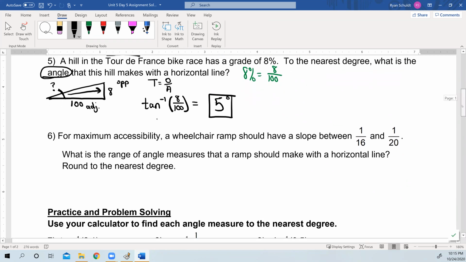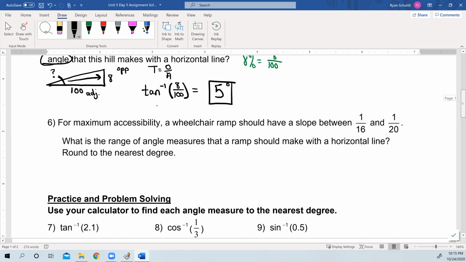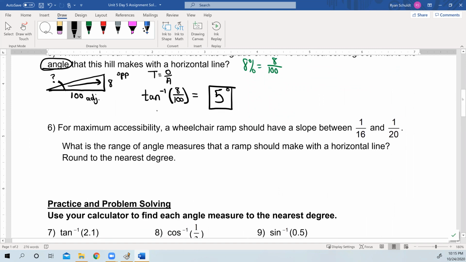Okay. So the next one is similar to it. It's just a little bit trickier. It says for maximum accessibility, a wheelchair ramp should have a slope between 1/16 and 1/20. What is the range of angle measures that a ramp should make with a horizontal line? Round to the nearest degree.